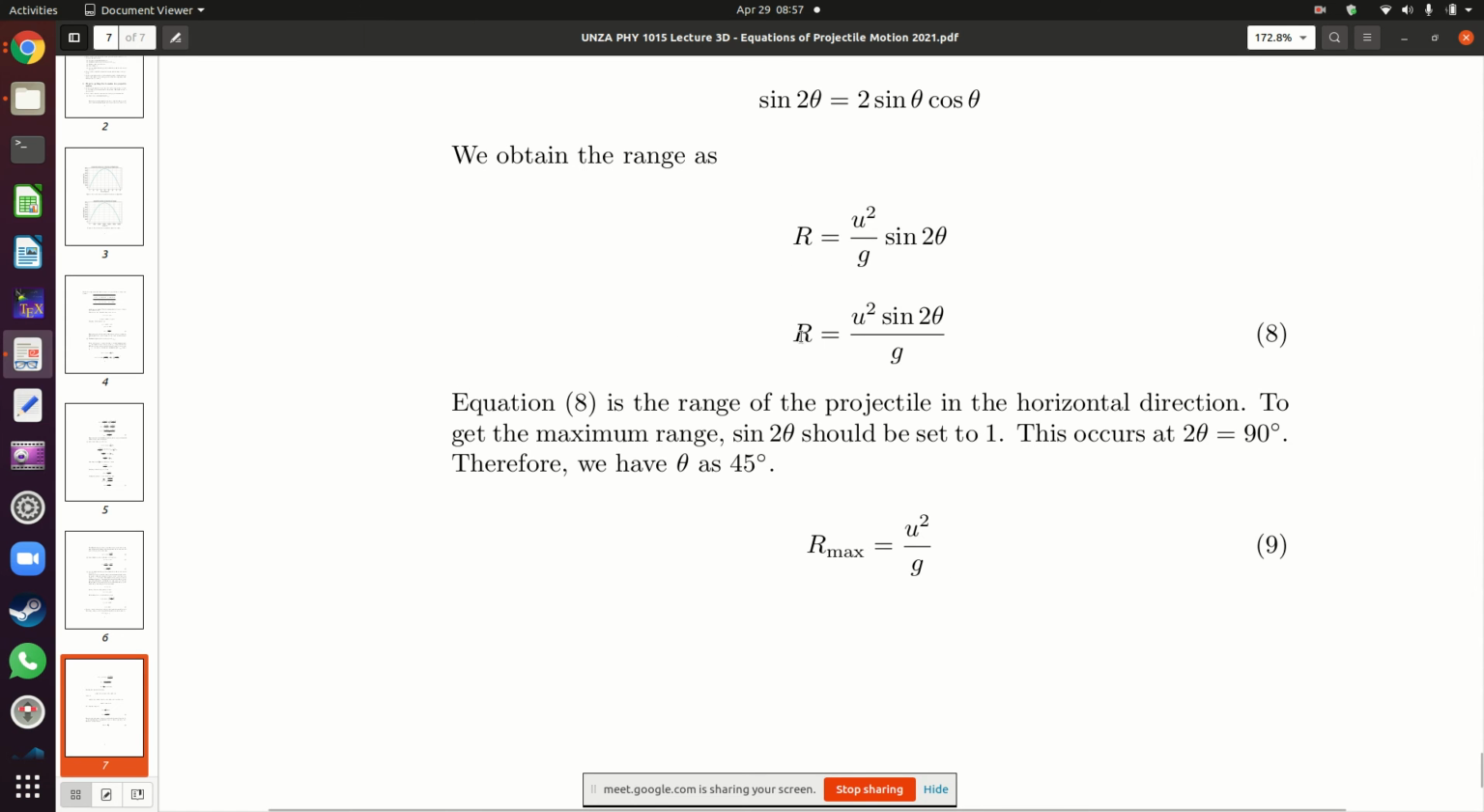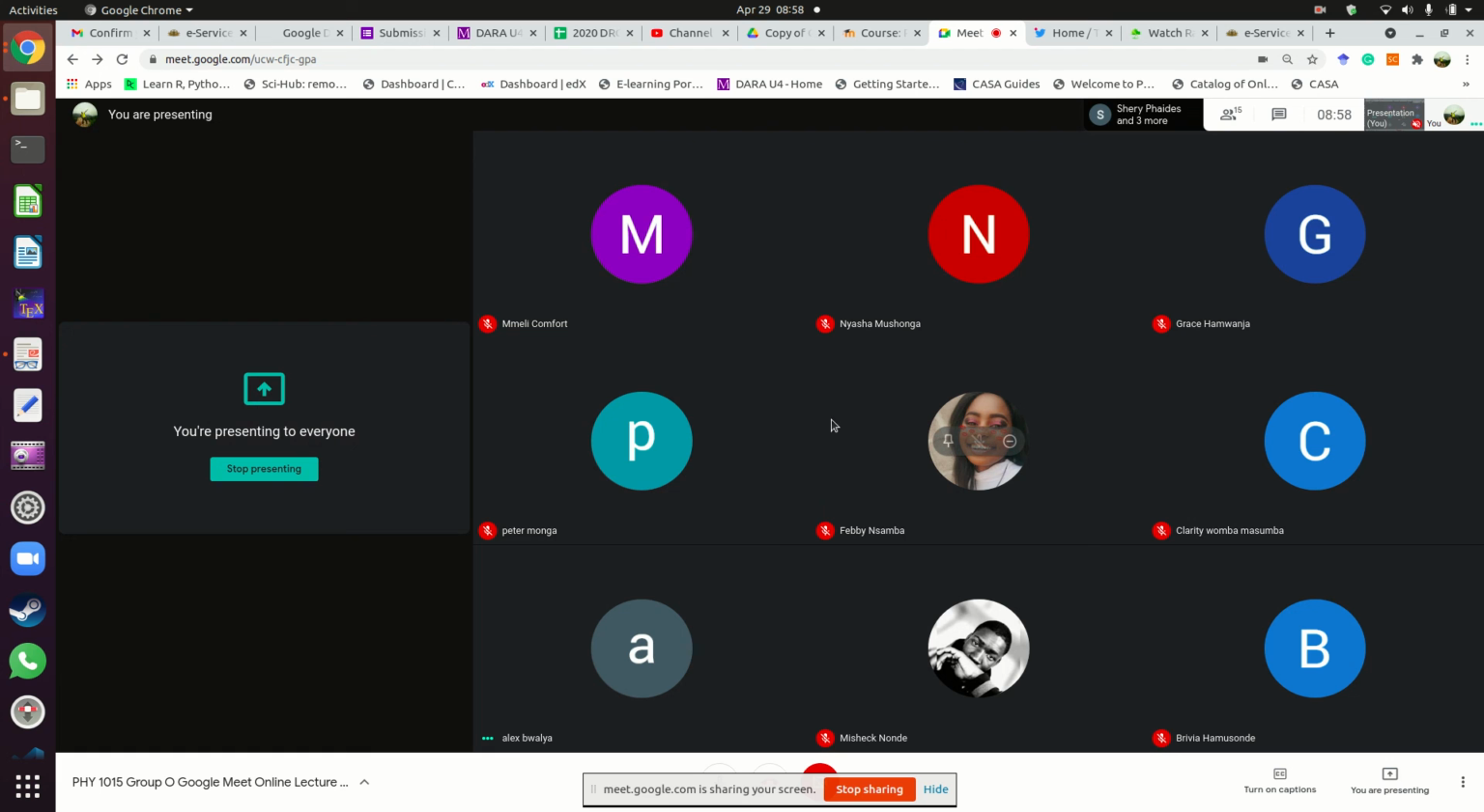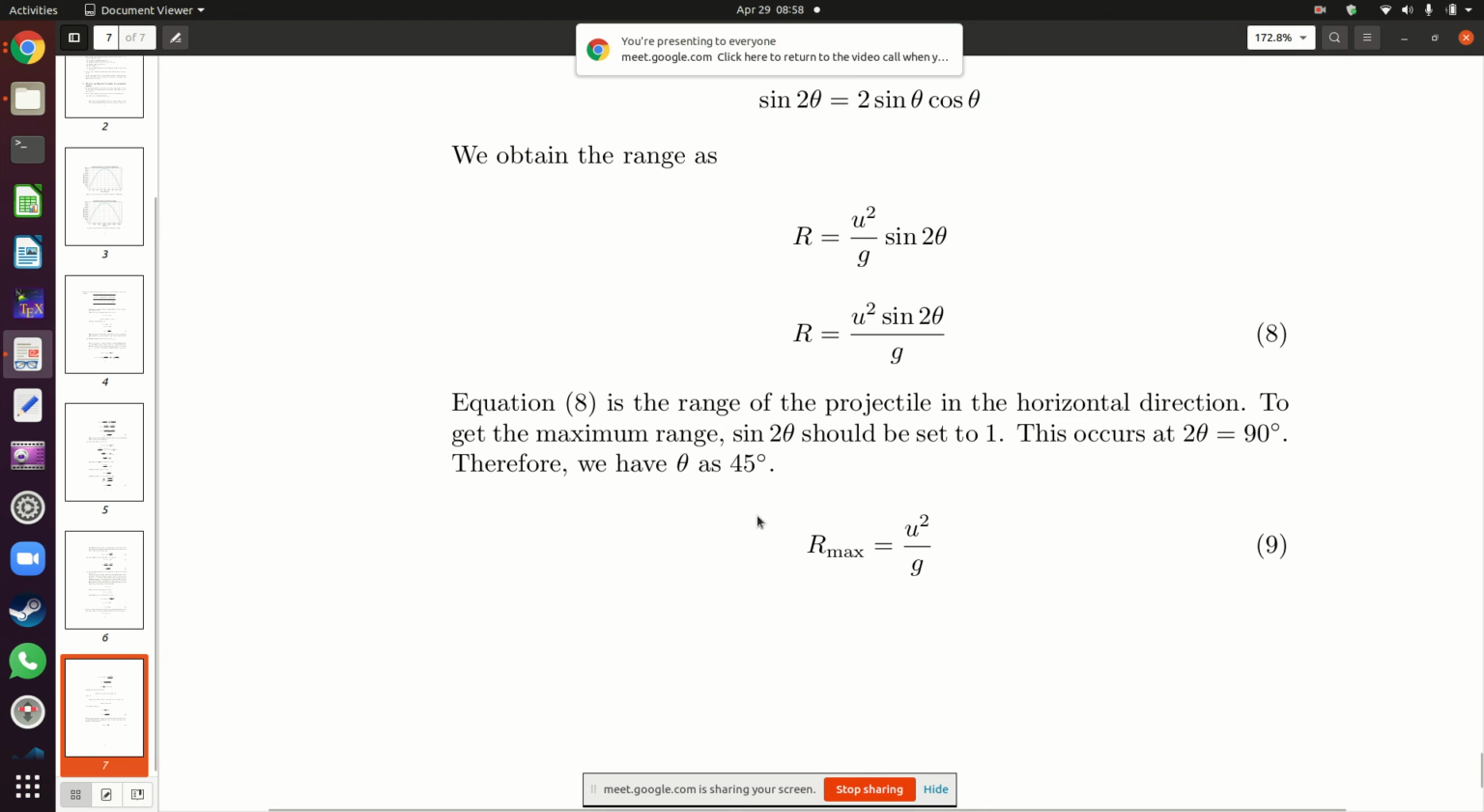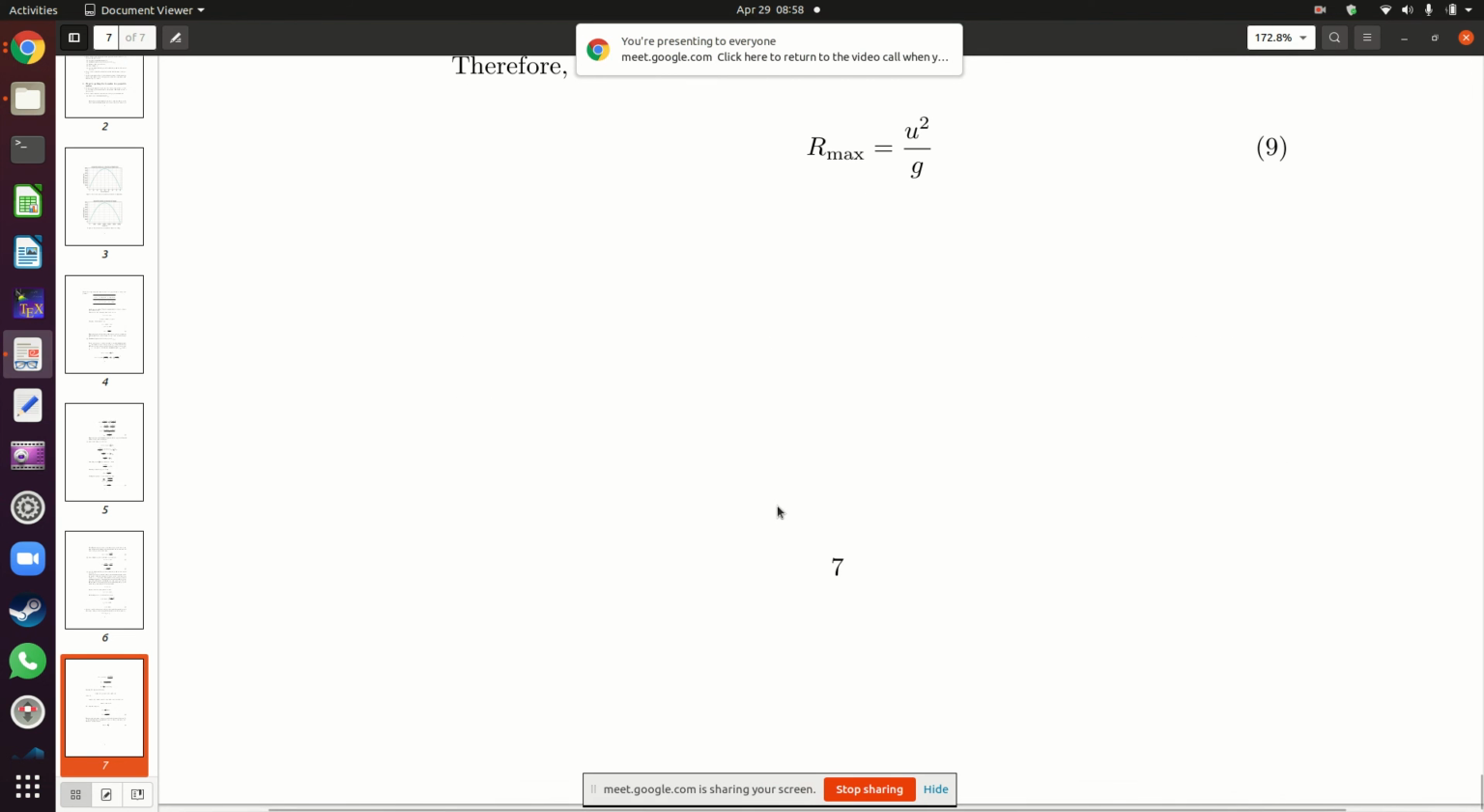Are we clear on how we find the range and also on how we find the maximum range? Are we clear? I need confirmation that people have understood before we move forward. Okay. If there are no questions, then we'll proceed.